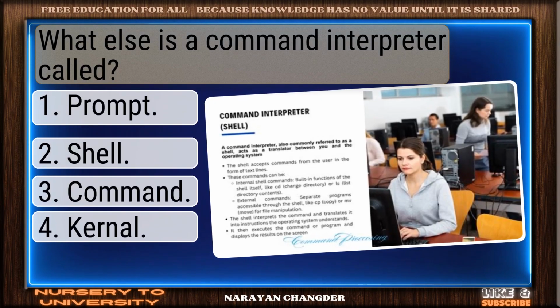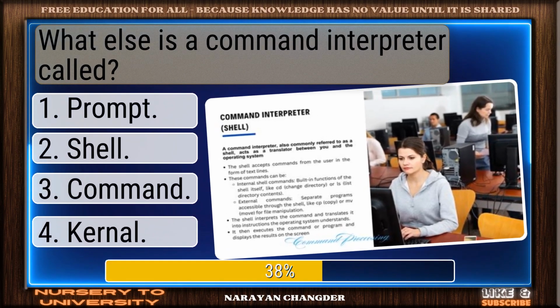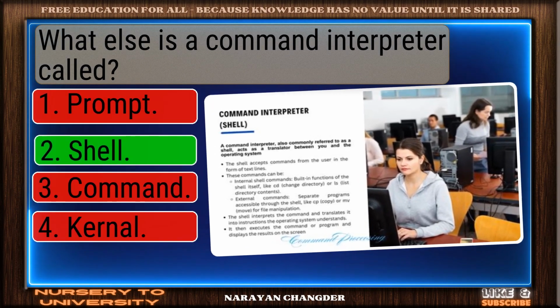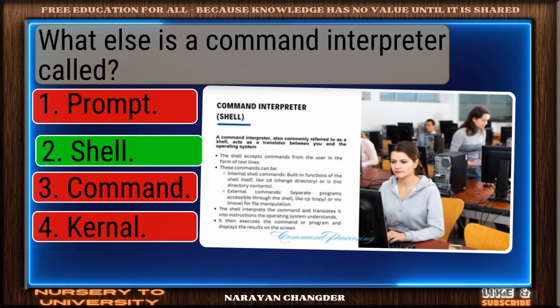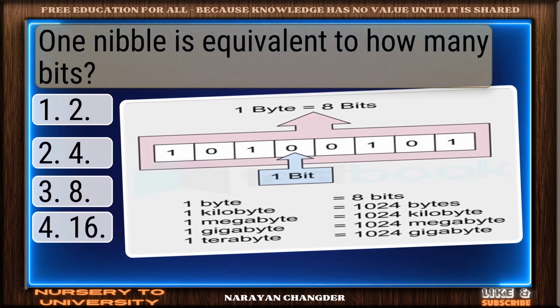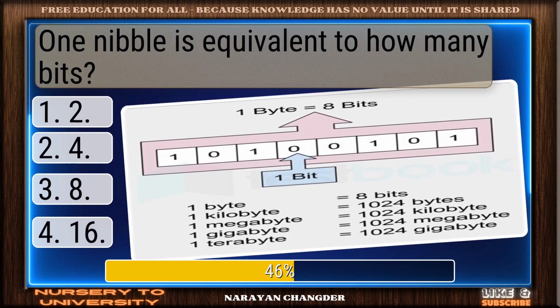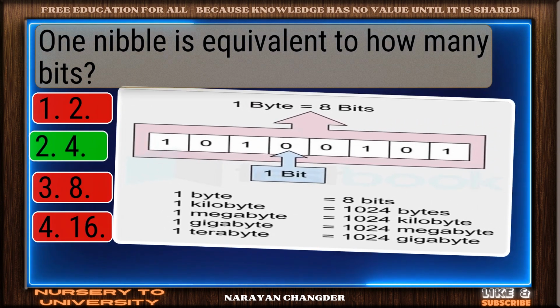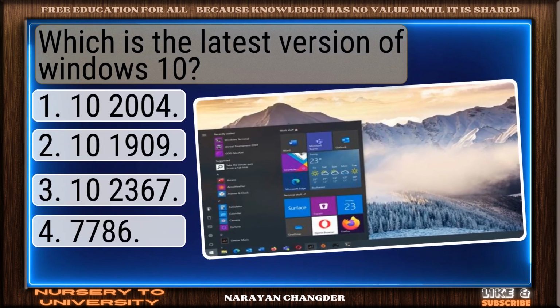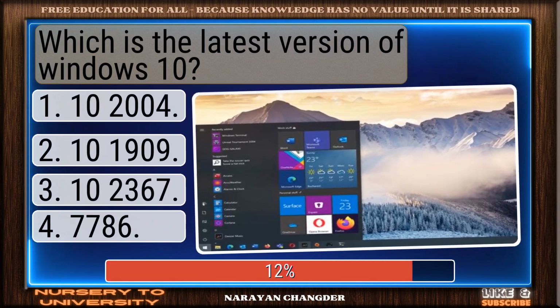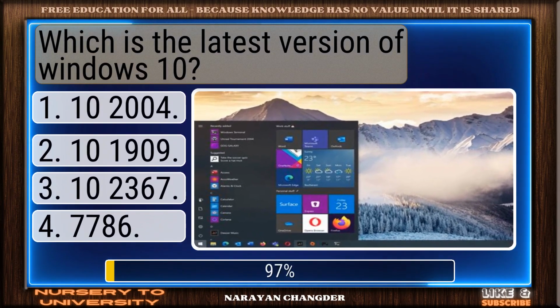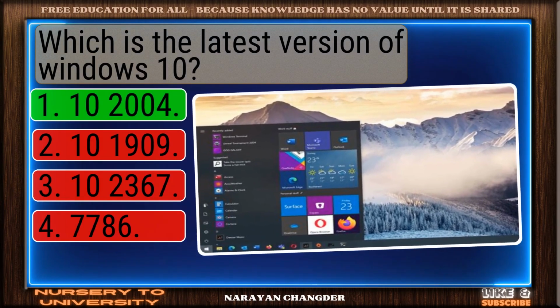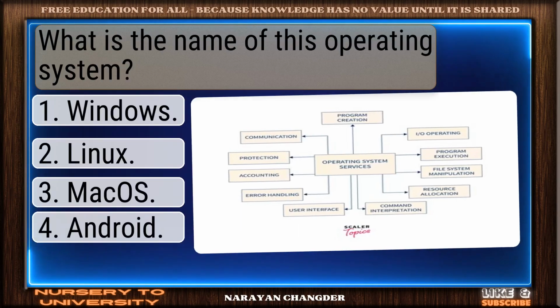What else is a command interpreter called? Bravo. Shell is the answer. One nibble is equivalent to how many bits? Good job. Your answer 4 works well here. Which is the latest version of Windows 10? Smart move. 10-2004 is an accurate answer.